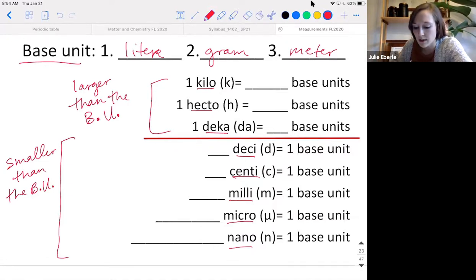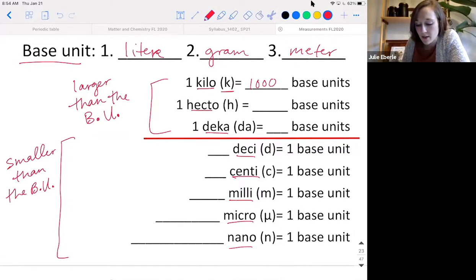So let's look at the first one, kilo. We abbreviate kilo with a K. 1 kilo, I bet you guys know how many base units that is. If I tell you I paid 10K for a car, how much money did I pay for the car? Well, $10,000, right? So a kilo stands for 1,000. If I have a kiloliter or a kilogram or a kilometer, I'm talking about 1,000 of my base unit. So 1 kilo is 1,000 base units.